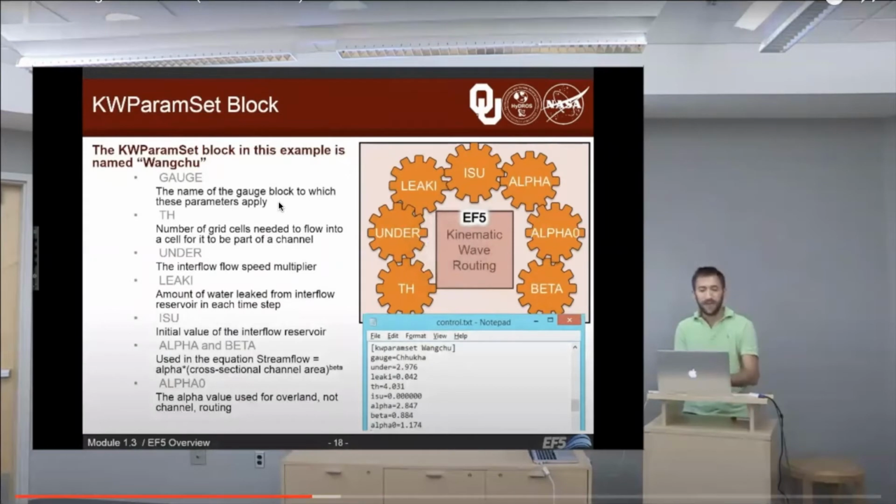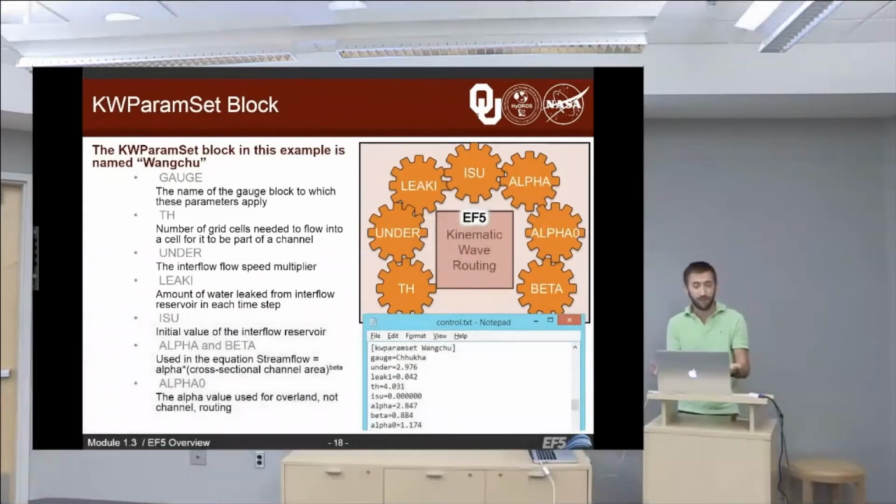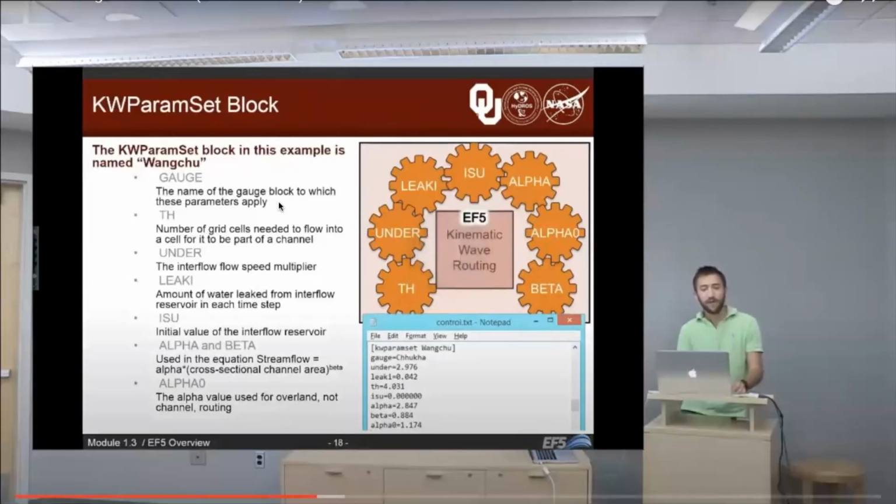So we have the gauge underneath, which is the name of the gauge block for those parameters. We have TH, which is a threshold. That's the number of grid cells that have to flow into another cell for that cell to be considered part of a river channel. Tenemos el gauge, que es el nombre del bloque de medición de nivel al que se aplican estos parámetros. TH es el número de celdas de la cuadrícula necesarias para fluir en una celda para que forme parte del canal. Under, which is the interflow flow speed multiplier. Tenemos under, que es el multiplicador de velocidad de flujo del interflujo.